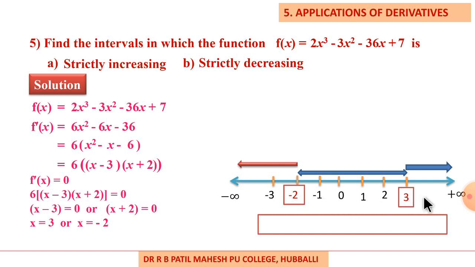Now one more interval is there. In this interval also you can check whether you get a positive sign or a negative sign. So I will take a number here. We will take 4 as the number. You can take the x value as 4.